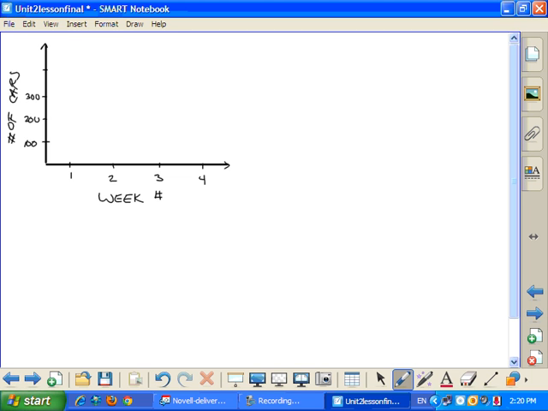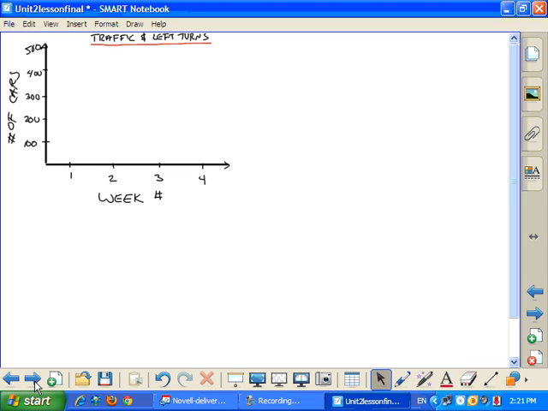300, 400, and 500. And I'm going to put a title on it: traffic and left turns. And we'll underline that.